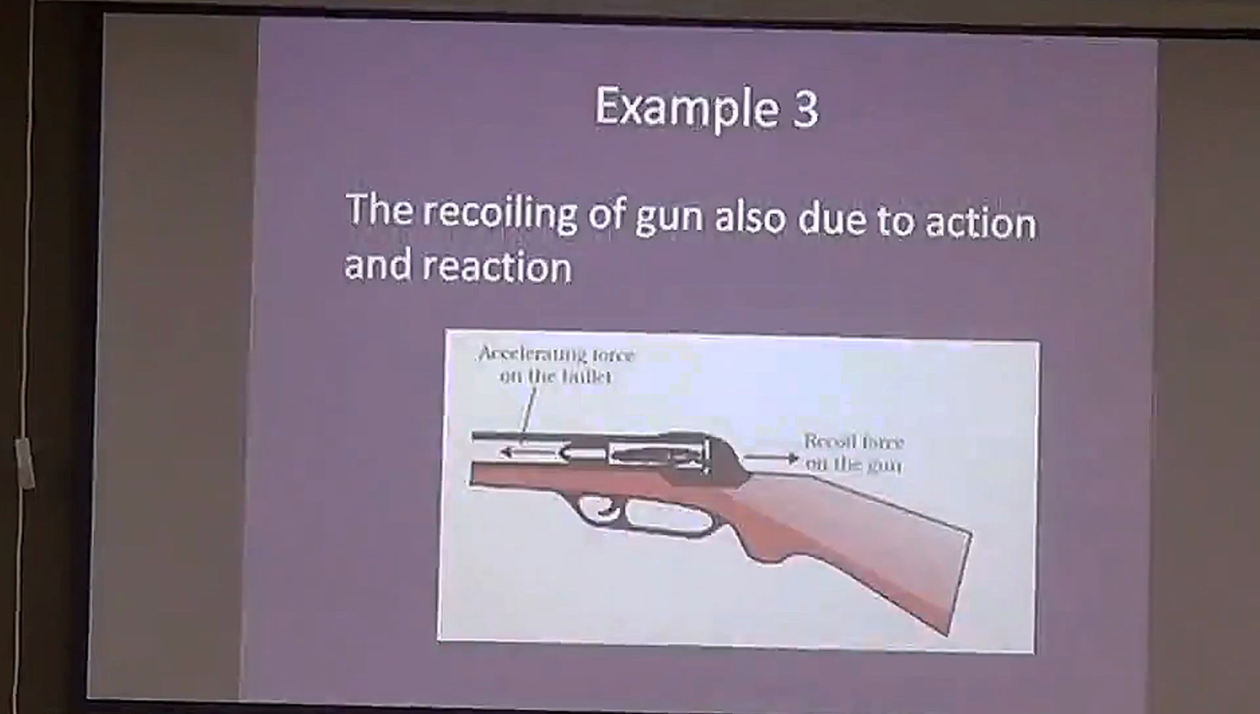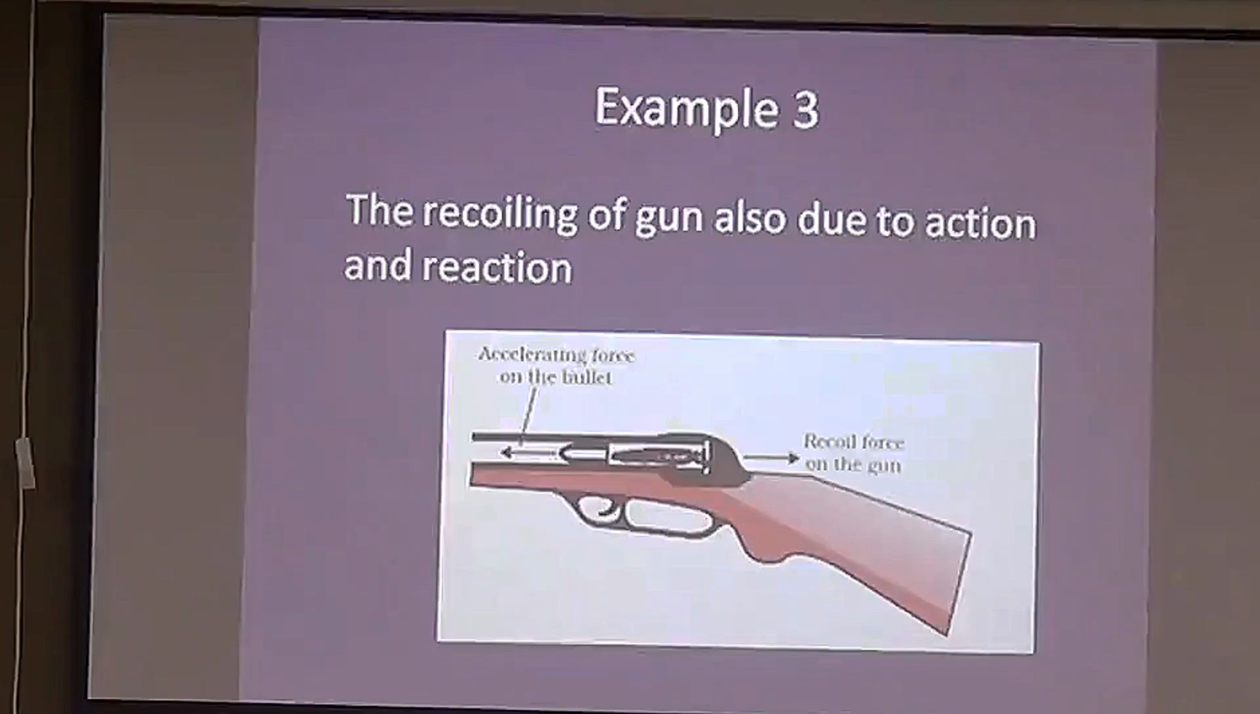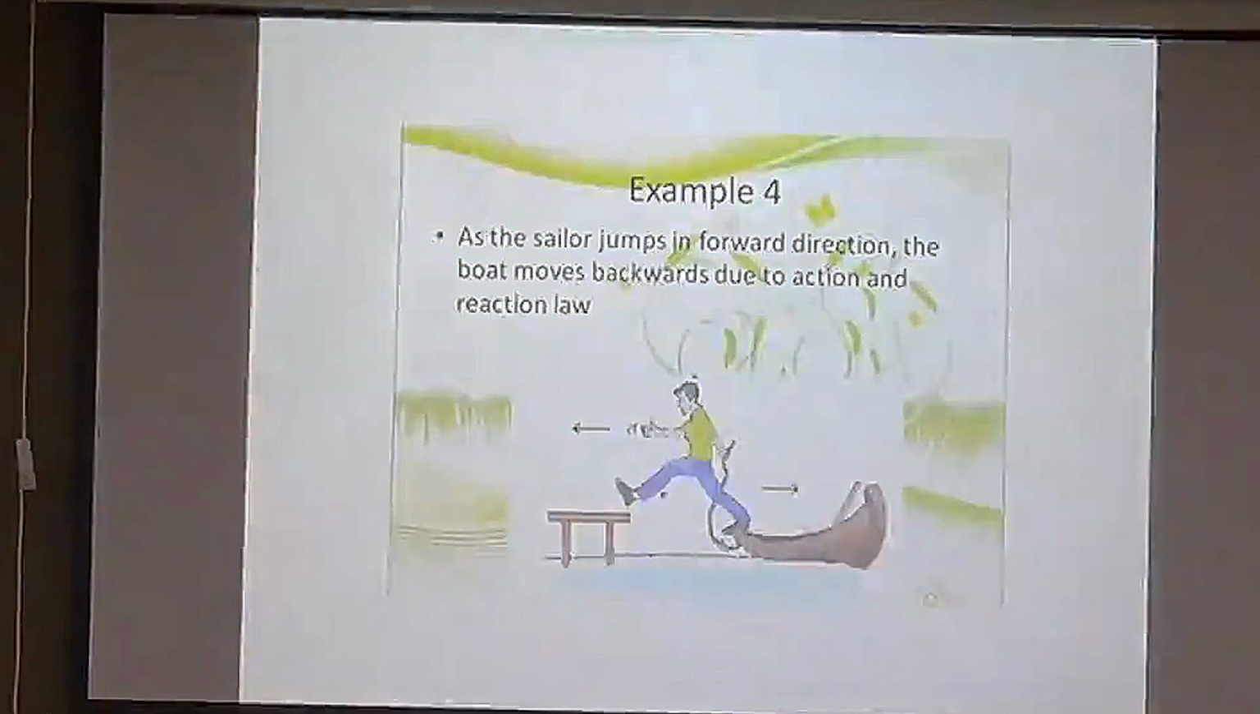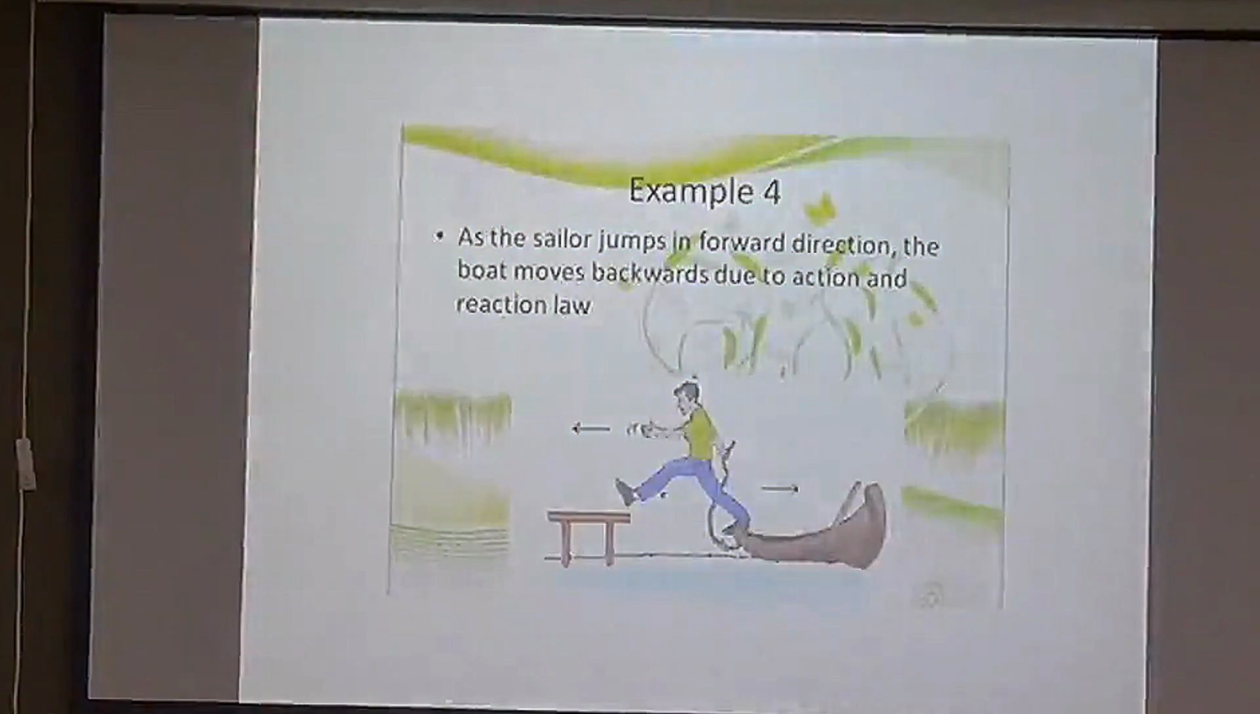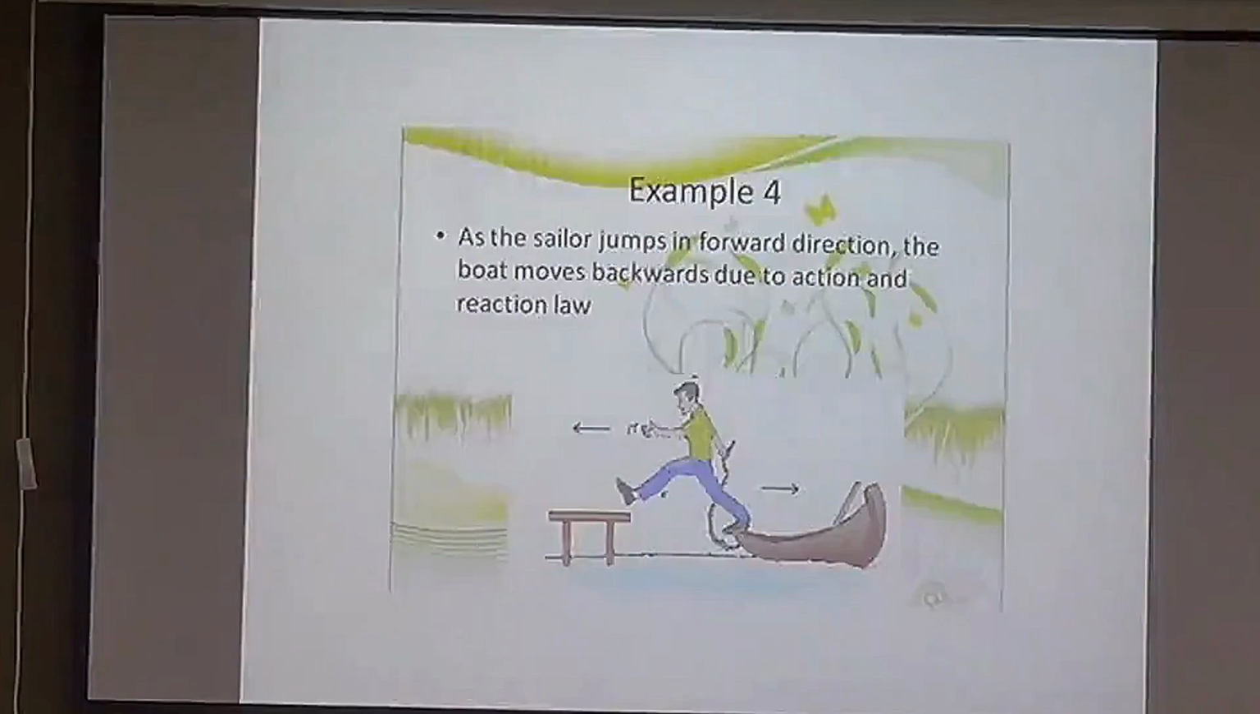The recoiling of a gun, you must have observed while firing, we feel a jerk, and that is called recoiling of the gun. What is the reason for it? According to Newton's third law of motion, the gun pushes the bullet in the forward direction. The bullet will push the gun in the backward direction with equal force, and that is why the gun recoils. Another example, as the sailor jumps in the forward direction, the boat moves backward due to the action and reaction law, that is the third law.